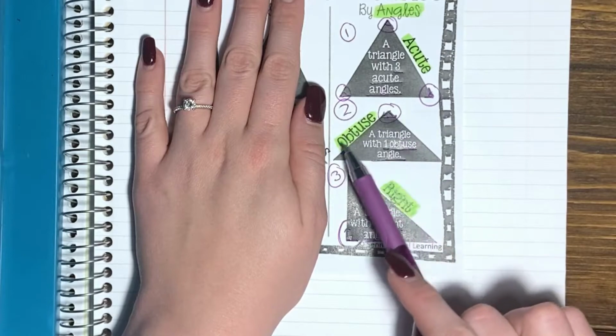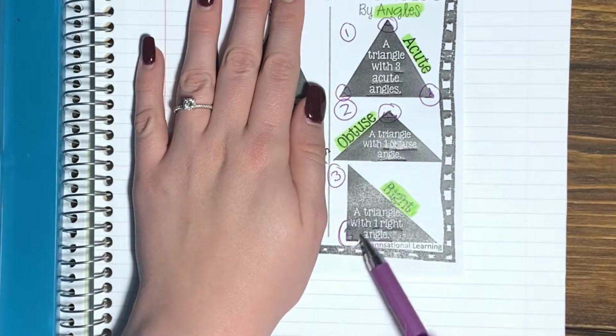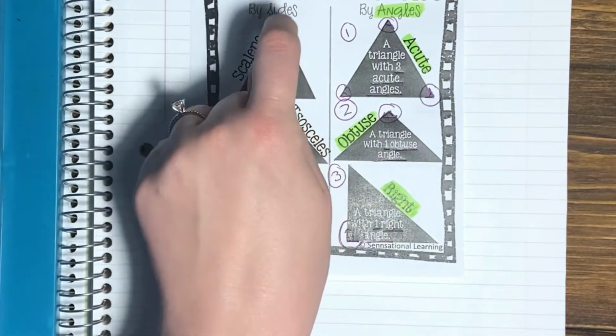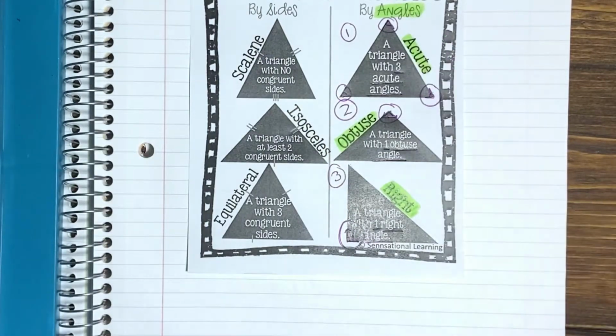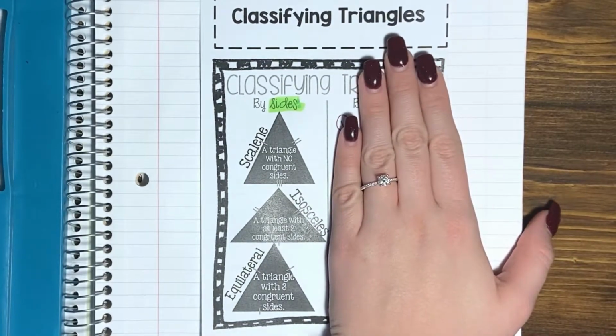As long as it has one, it's automatically an obtuse triangle. Or it could be a right triangle with one right angle in it. Now, let's talk about classifying triangles by their sides, not just their angles. So now let's look at classifying triangles by their sides.